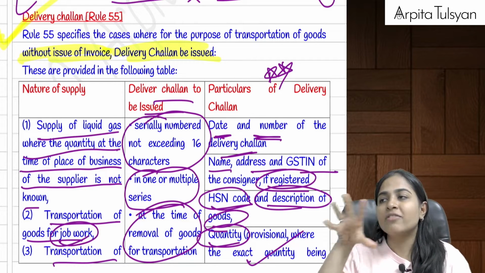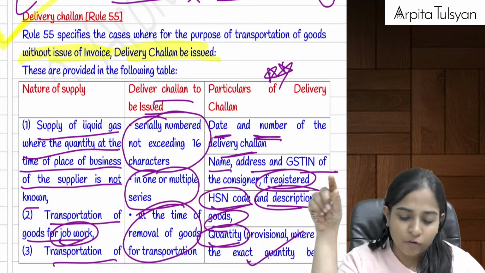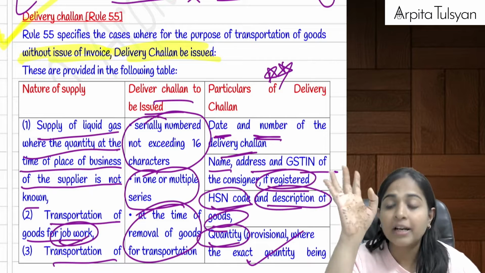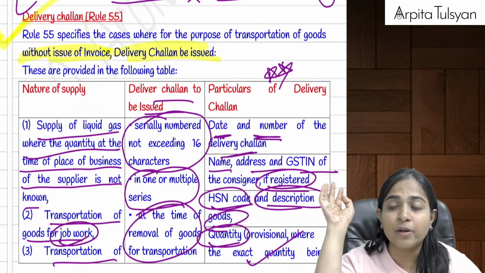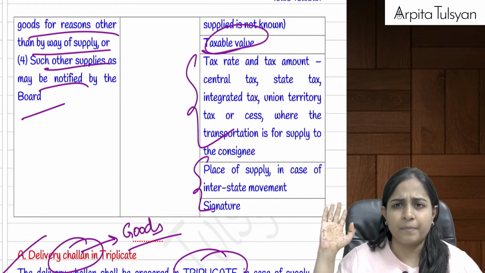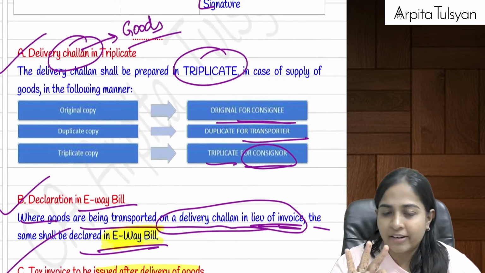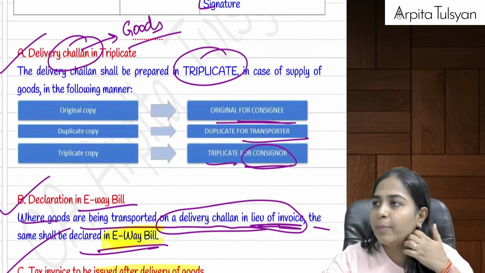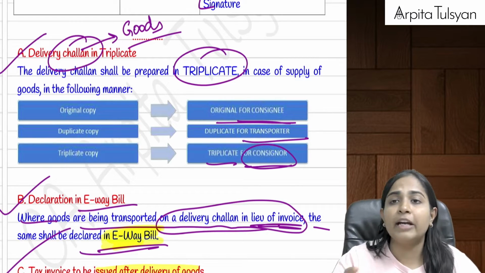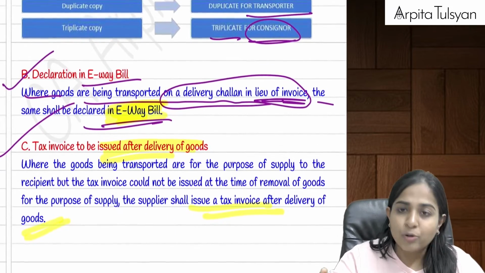What all things will be written in the delivery challan? Right from the top, the date of issue will be written, the number of the delivery challan, consignor and consignee details, HSN, description of goods, place of supply, quantity, taxable value, tax rate, and signature. Basic details will be mentioned in this delivery challan. Again, a delivery challan will be for goods only, it will not be for services. There will be 3 copies: original for the consignee, duplicate for the transporter, and triplicate for the consignor. Are you clear with this?